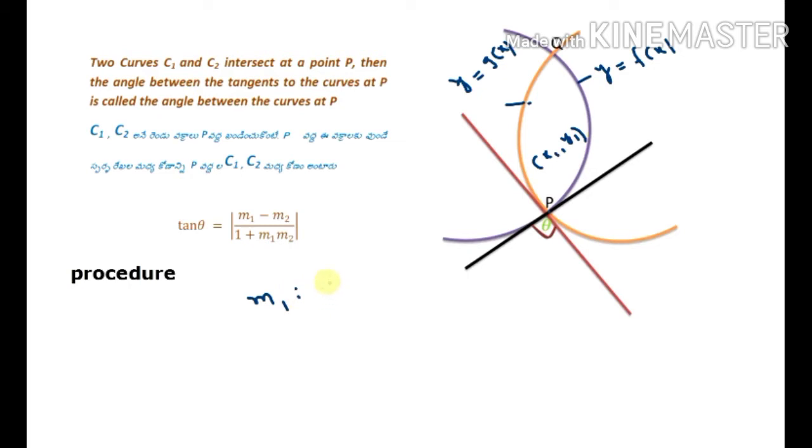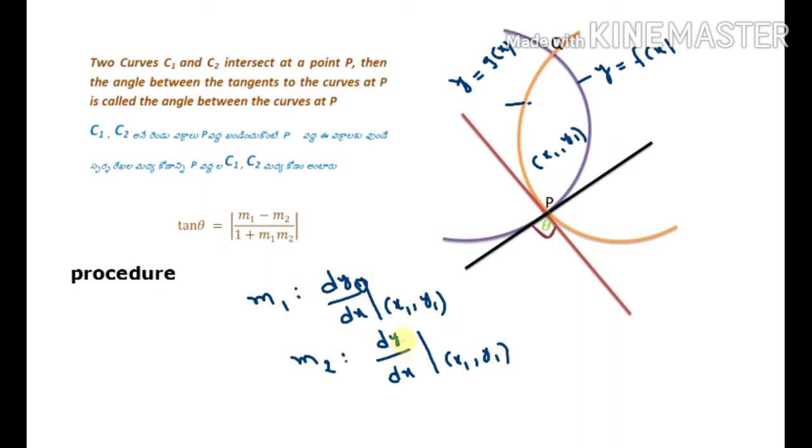Now m1 means the slope of the tangent to the first curve, that is given by dy by dx at x1, y1. This is from the first curve, that's why I am taking it for reference. And m2 is equal to dy by dx, also at x1 comma y1. This is the second curve I am taking for convenience. This is y2. So this is y1, this is y2. After getting m1 and m2, substitute in this formula. From that we are able to calculate the angle between two curves.